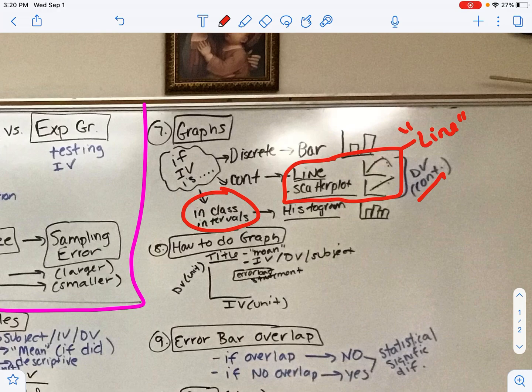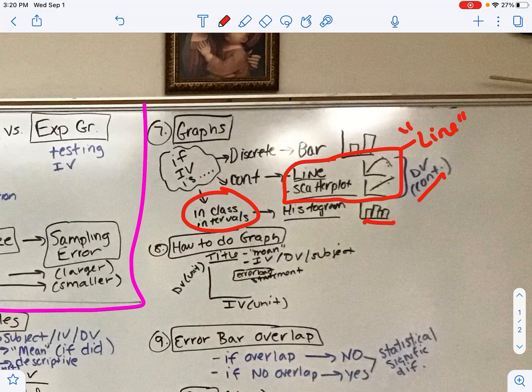Like, you're measuring, let's do plants. How many plants have between 5 and 10 flowers? How many plants have 10 to 15 flowers? How many? So then you do a histogram, where it's like a bar graph, but they're touching.